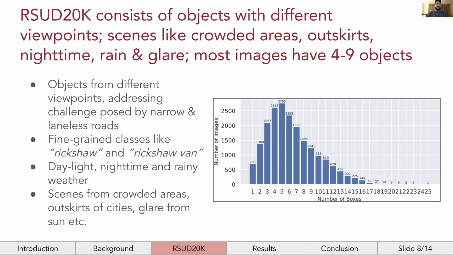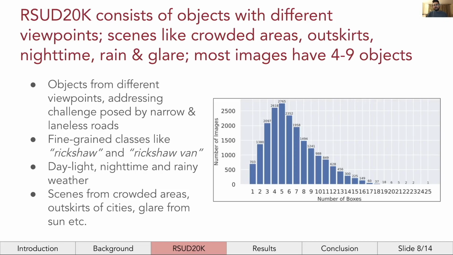There are also fine-grained classes like rickshaw and rickshaw van in RSUD20K. It also consists of different weather conditions like daylight, nighttime, and rainy. There are also scenes from crowded areas and outskirts of cities, and it also captures the illumination challenges, for example, glare from the sun.